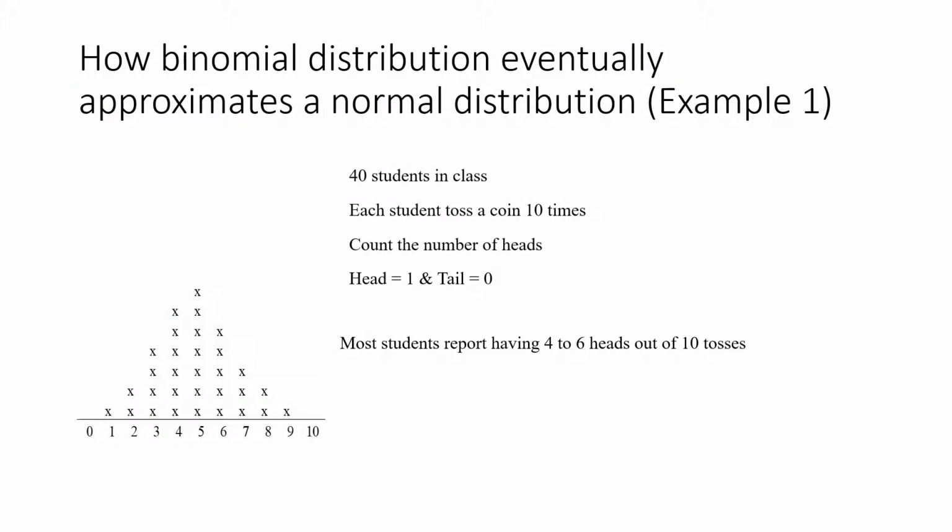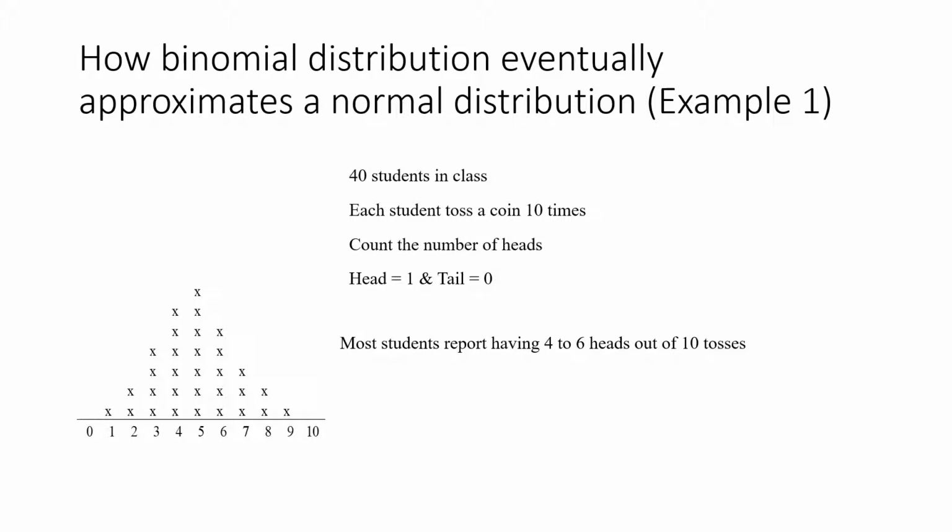The binomial distribution can eventually approximate a normal distribution, especially when the sample size gets larger. Let's say I have 40 students in my class, and let's have each student toss a coin 10 times, and we count the number of heads they got. We assign the number 1 to the heads and the number 0 to the tails. We then draw a line on the blackboard with numbers below to represent the number of heads each student got. We have the students each report how many heads out of the 10 flips they had. We record each of them.